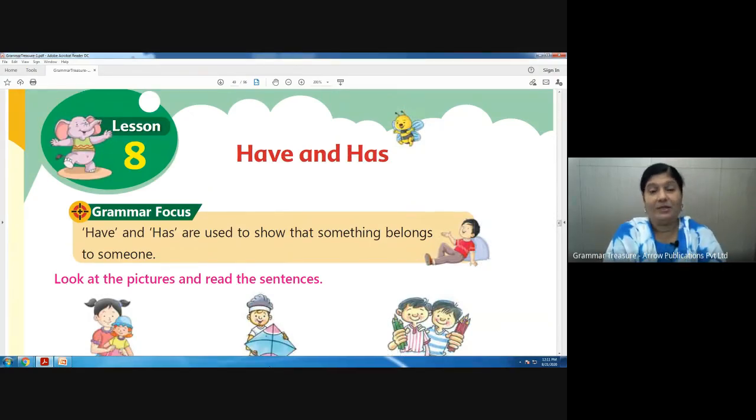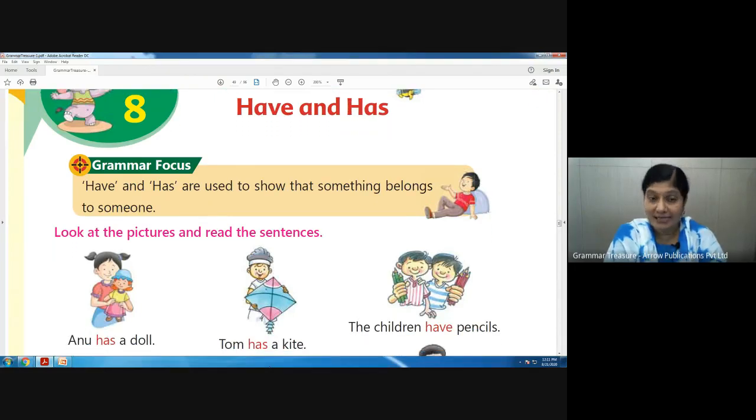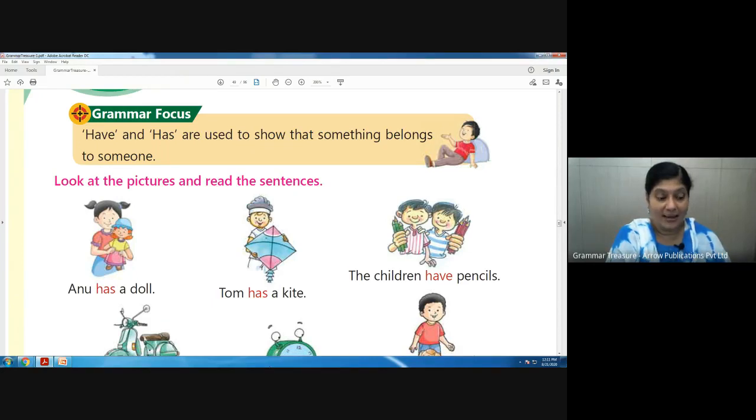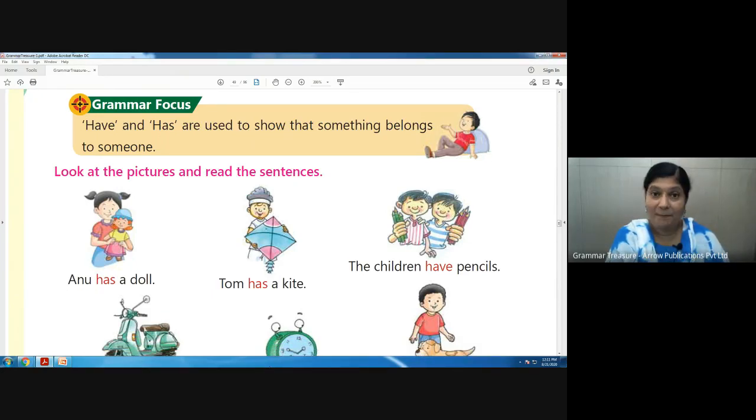Now let's read some grammar points before we look at some examples. Have and has are used to show that something belongs to someone. For example, I have a pen. So it belongs to me. The pen belongs to me. He has a book. So the book belongs to him, isn't it? So when something belongs to us, or when we own something or possess something, we use have and has.